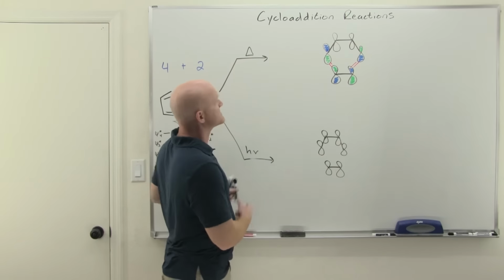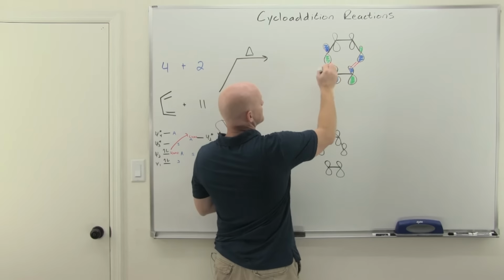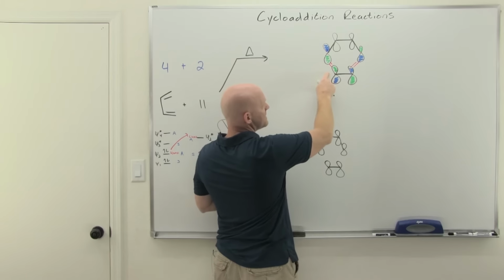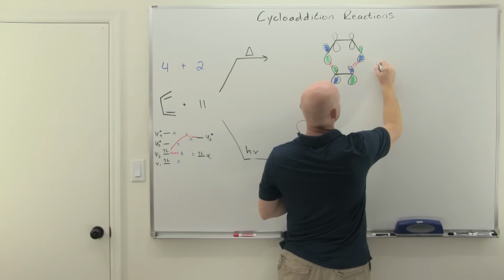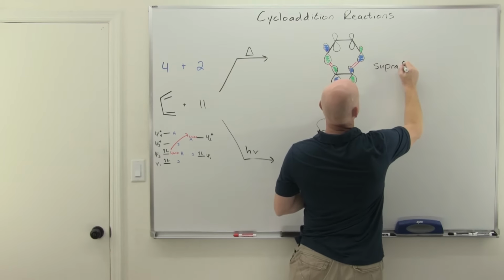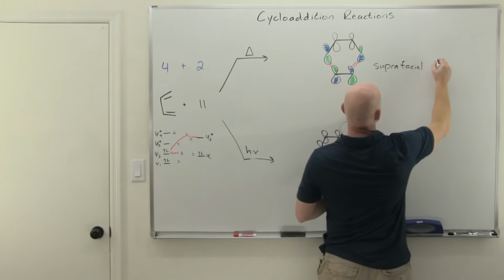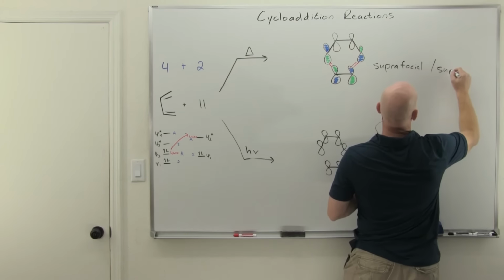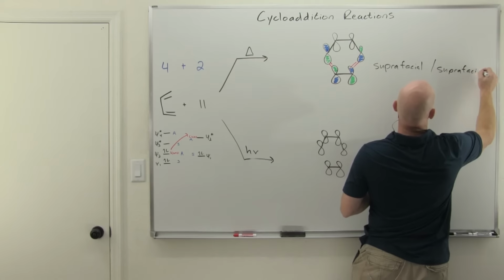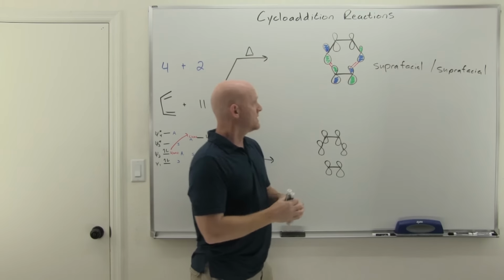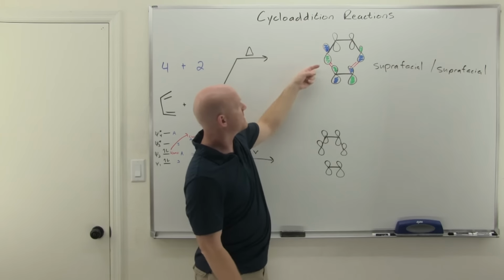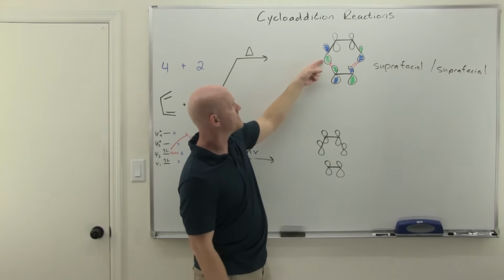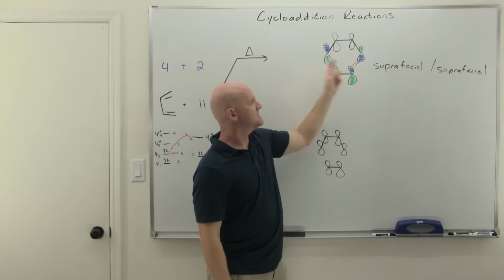Now, the way this works, on the left-hand side, so if you're going from bottom to top on this side and bottom to top on this side, we refer to that as being suprafacial-suprafacial. So suprafacial on both sides, if you will. And the way this really is working, the diene here is interacting, forming overlap here from the bottom side on both ends, so that's suprafacial.